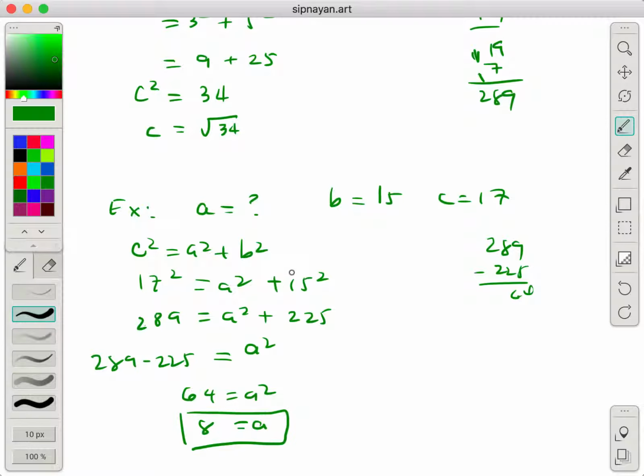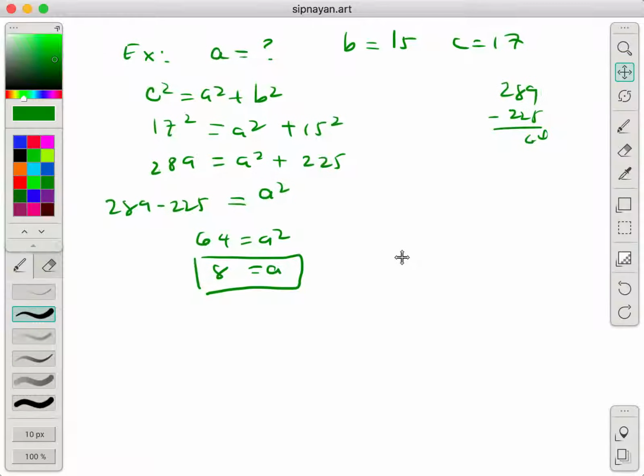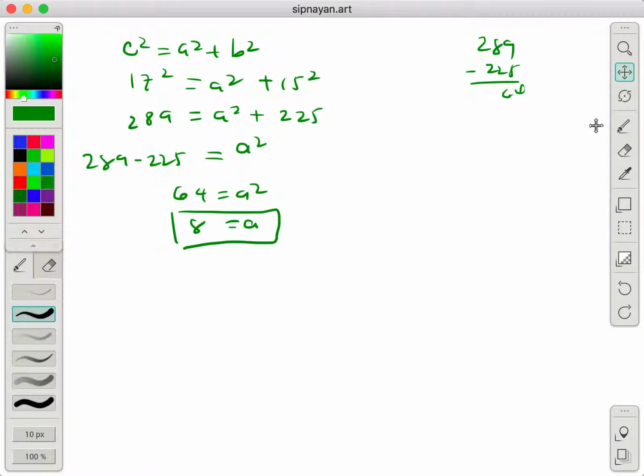Okay? So, one more example. Kanina, A yung unknown. Tapos na rin tayo sa C ang unknown. Dito, B naman yung unknown. Pareho lang yung proseso. Basta we follow the formula and then manipulate. So, another example.